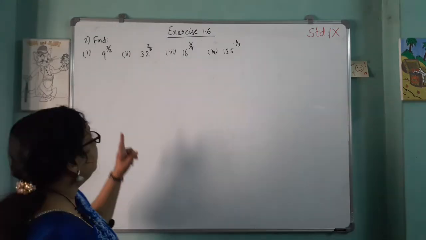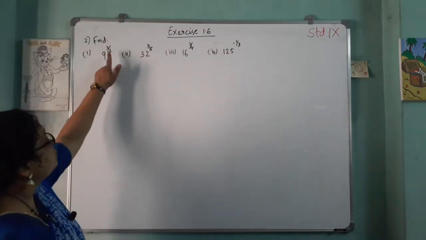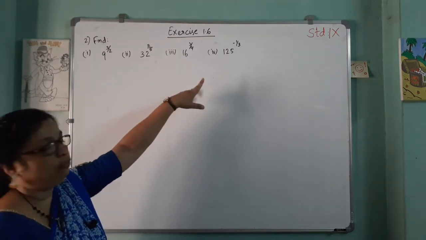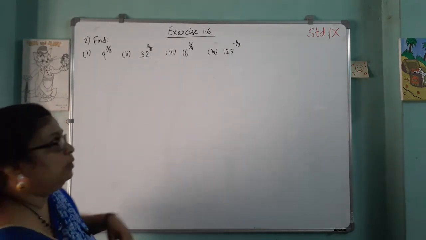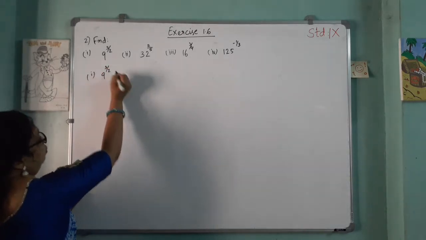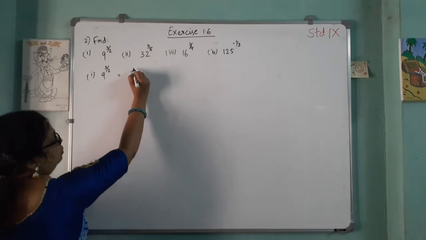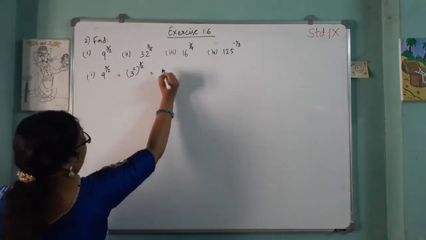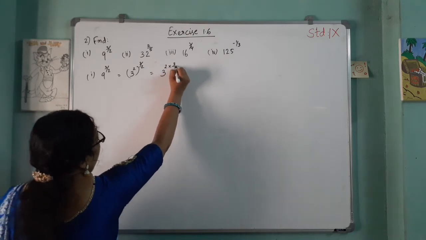Okay, then second question, find 9 raised to 3 by 2, 32 raised to 2 by 5, 16 raised to 3 by 4, 125 raised to minus 1 by 3. So first question, 9 raised to 3 by 2. 9 we know that is 3 square. So 3 square raised to 3 by 2, which is equal to 3 raised to 2 into 3 by 2.